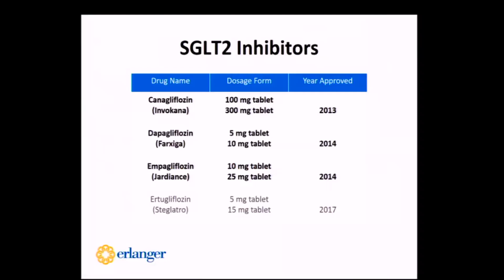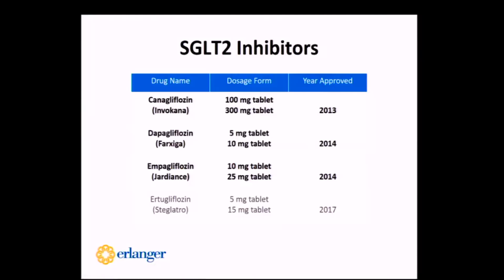So just to jump in with the specific SGLT2 inhibitors we'll be talking about today. There are 4 approved in the United States. However, there are 3 main ones that we'll focus on because that's what the literature focuses on. Canagliflozin is Invokana. It was approved in 2013, and it comes in both 100 and 300 milligram tablets. Dapagliflozin is Farxiga, approved in 2014, comes in 5 and 10 milligrams.